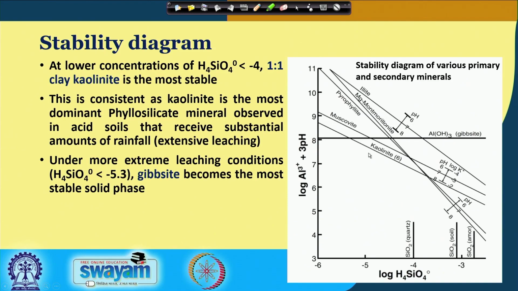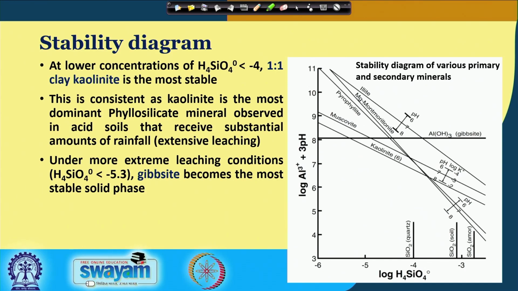If you remember the stability of different clay minerals which we discussed in week 2 of lectures, obviously illite and montmorillonite are the earlier stages of weathering, whereas at the advanced stages of weathering we get kaolinite. And one important observation is that this is consistent, as kaolinite is the most dominant phyllosilicate mineral observed in acid soil. That means the more acidic the soil, the more you will see the dominance of kaolinite, which is present in soils that receive a substantial amount of rainfall and go through extensive leaching.